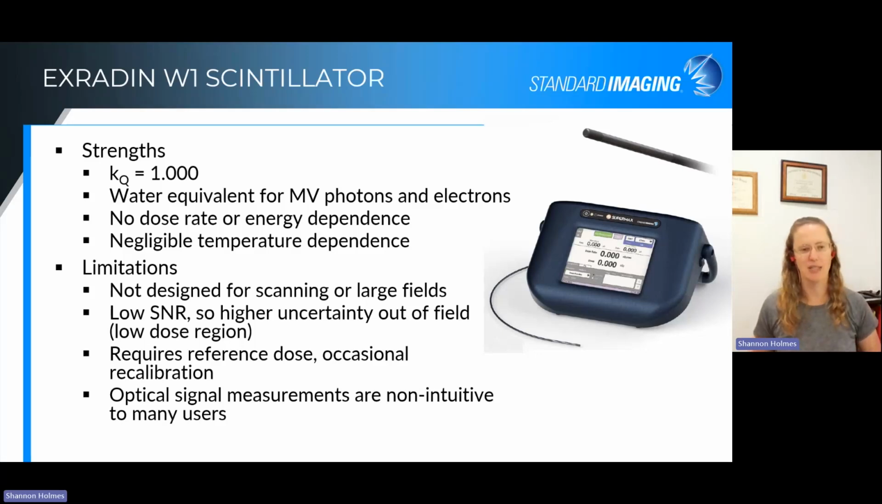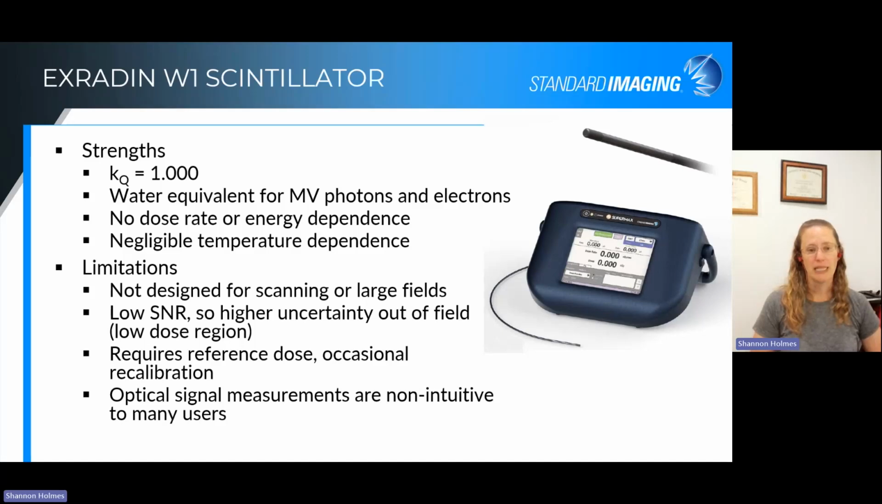If you're talking FLASH, we'll talk about that another time. We'll probably run out of time for that today. And it has a negligible temperature dependence. So if you're doing all of your measurements at room temperature, there's no need to correct for the temperature either. It's about 0.1% per degree Celsius that you might see a difference in signal.